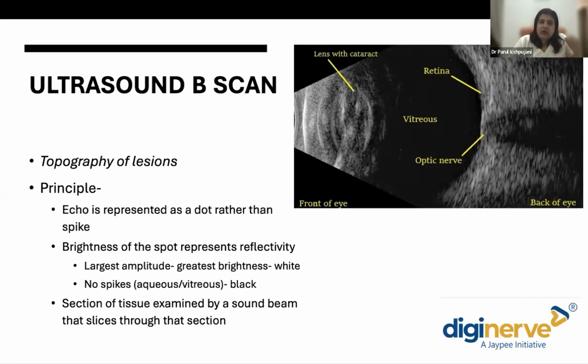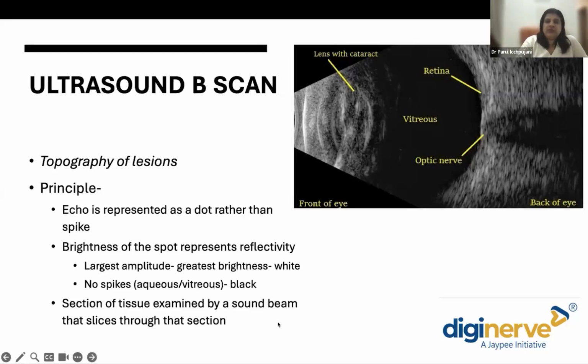So there is an echo, which is represented as a dot rather than as a spike in B scan. So we were seeing spikes on an A scan, and we see dots on a B scan. The brightness of the spot represents the reflectivity. If there are no echoes, as in aqueous or vitreous, you will get a black echo. As you see, if there is nothing in the vitreous, it will be black. The largest amplitude or the greatest brightness is presented as white. So the lens with the cataract will appear white.